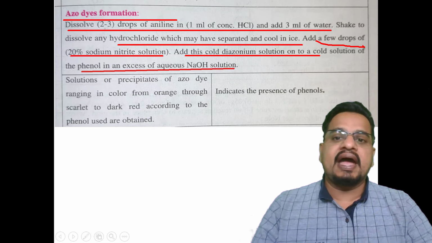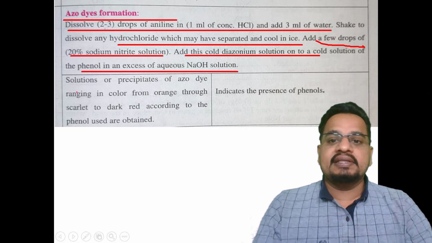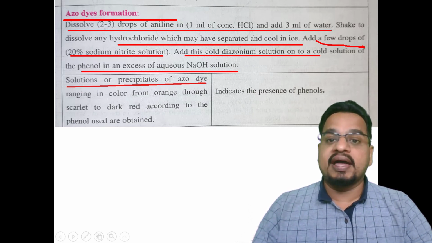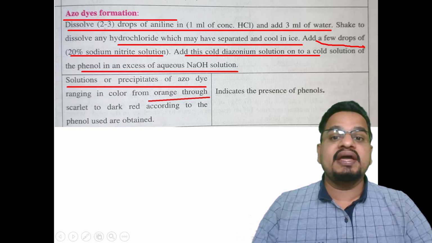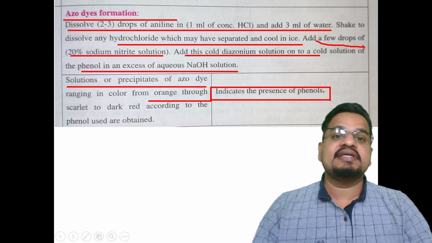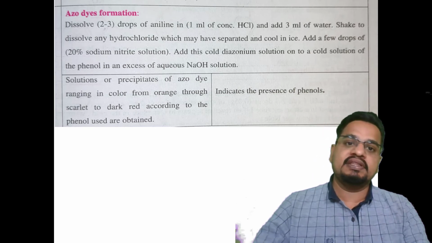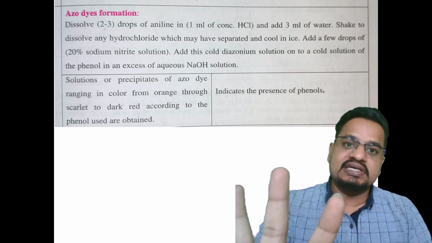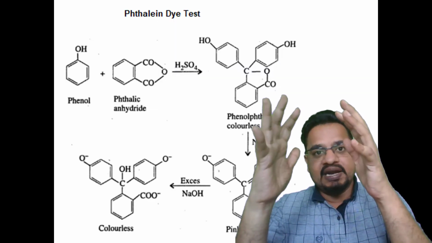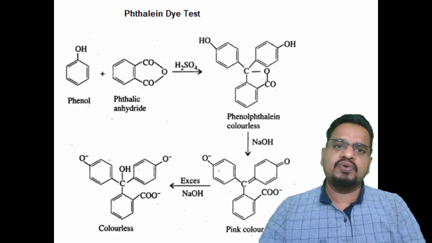When you add it, and then an excess amount of sodium hydroxide, what will happen? As I told you, a solution or precipitate of azo dye is formed, with orange coloration, and that will indicate the presence of phenol. So the same thing you will perform practically in the lab as well. This is the test and this is the principle. So the principal reaction, the observation, the test, that you have to remember.